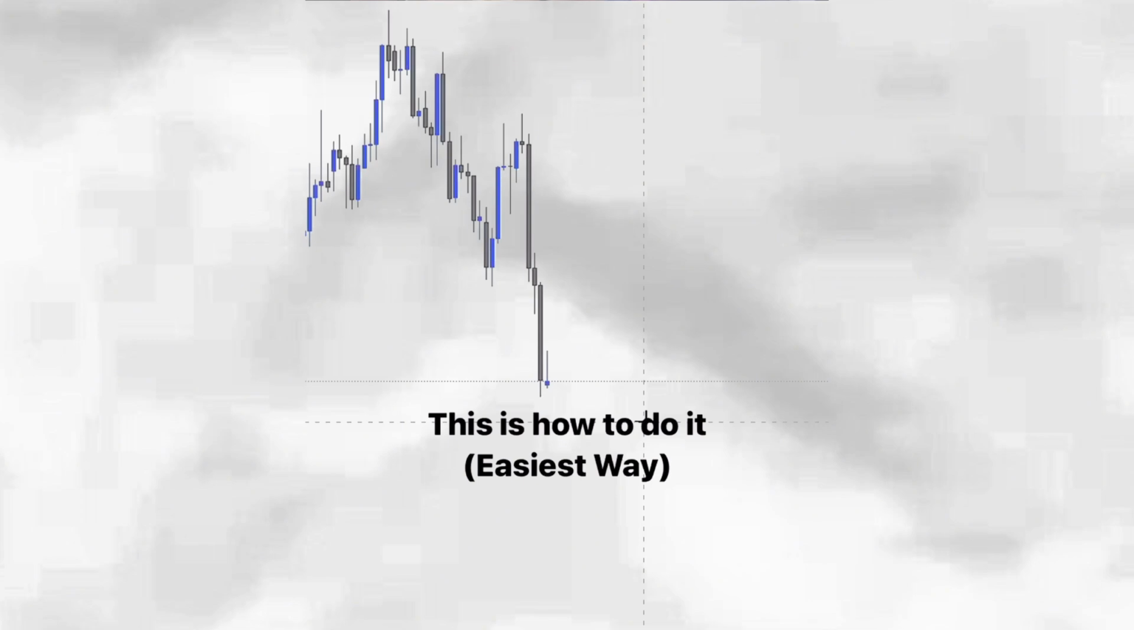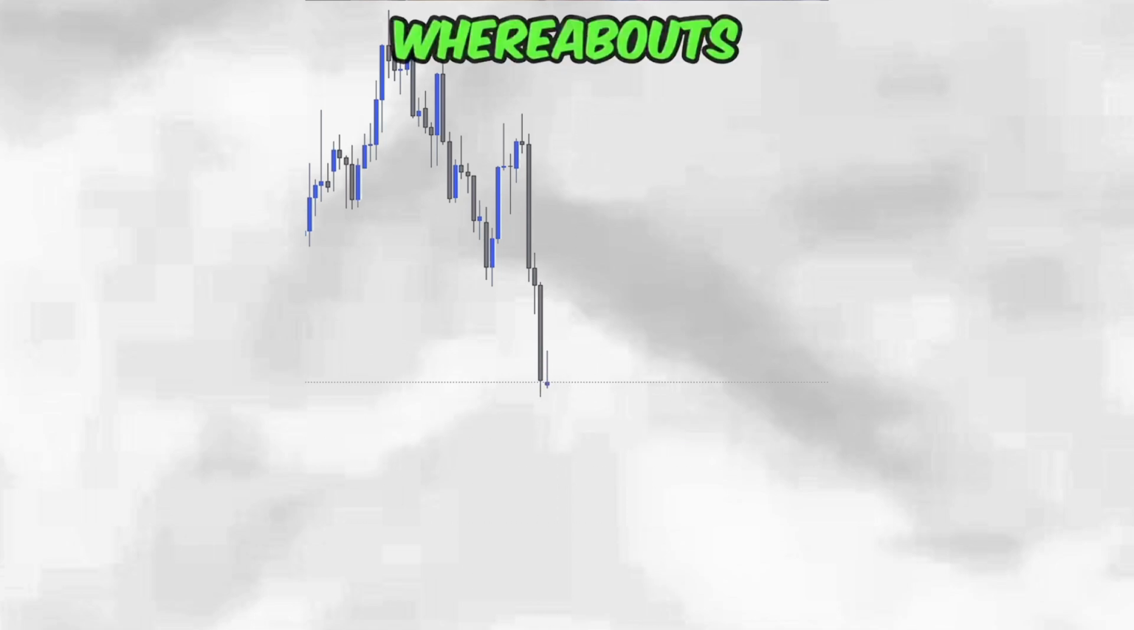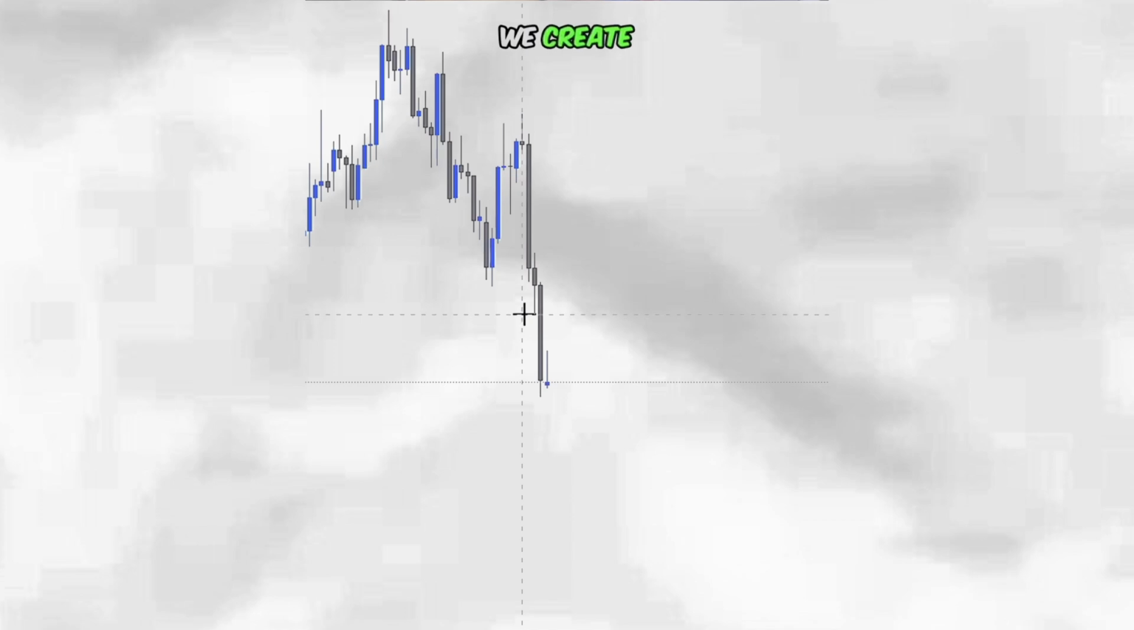Let me put this simply for you. This is a daily time frame. Price is dumping hard. This blue candle is Monday, so it's the start of the week. I'm looking for this Monday candle to close whereabouts it is right now, because if we do, we create sell side imbalance, buy side inefficiency.